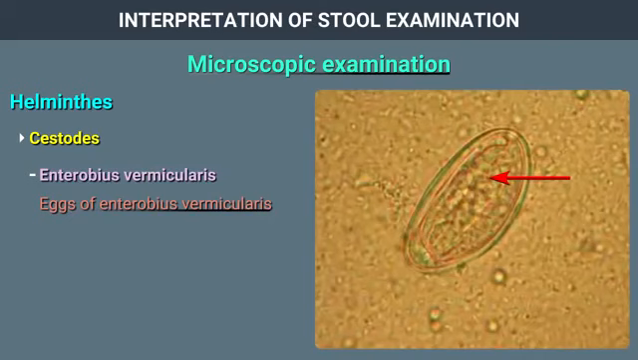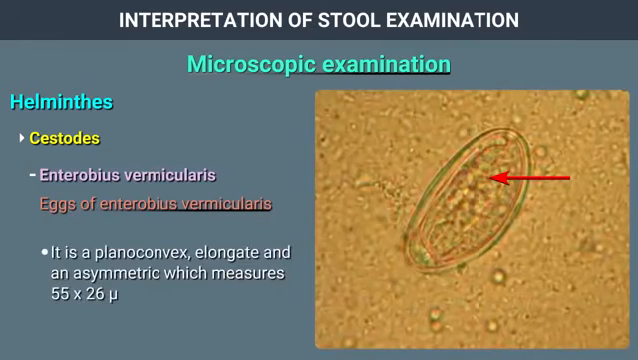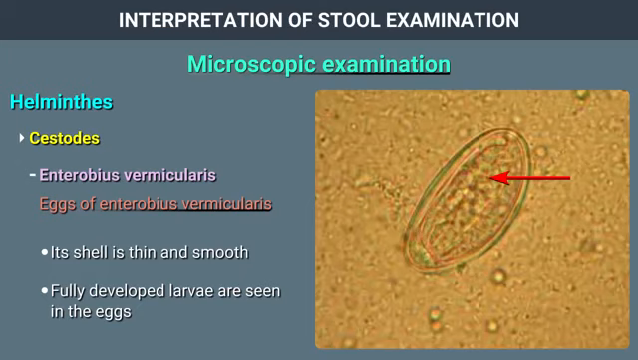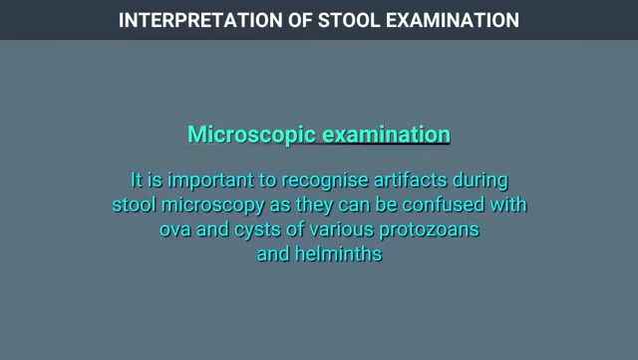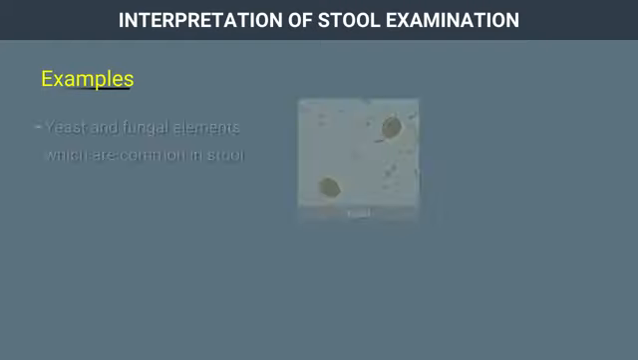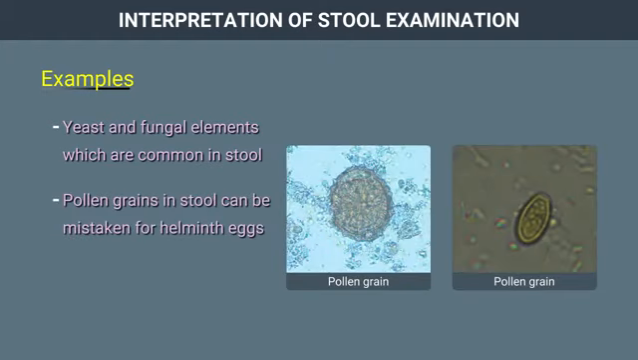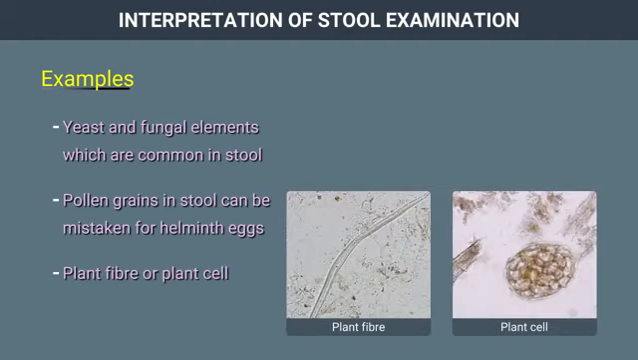Enterobius vermicularis. It is a plano-convex, elongate and asymmetric egg which measures 55 by 26 microns. Its shell is thin and smooth. Fully developed larvae are seen in the eggs. It is important to recognize artifacts during stool microscopy as they can be confused with ova and cyst of various protozoa and helminths. For example, yeast and fungal elements which are common in stool. Pollen grains in stool can also be mistaken for helminth eggs.